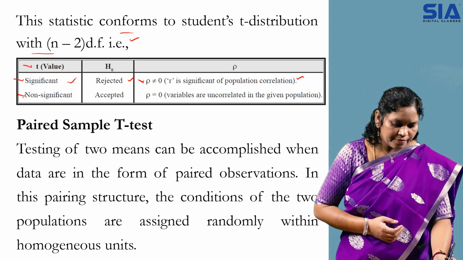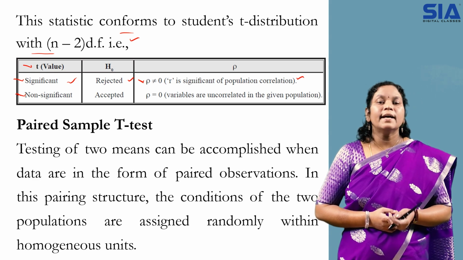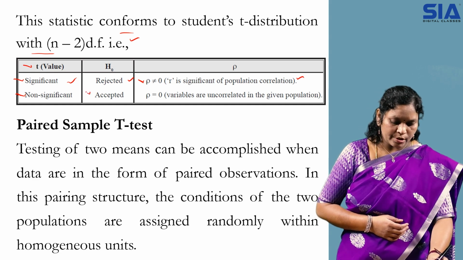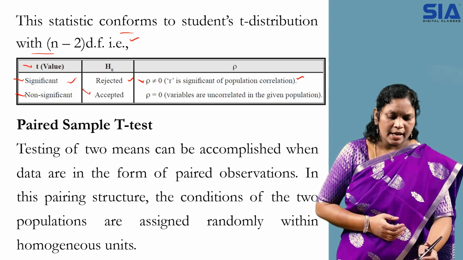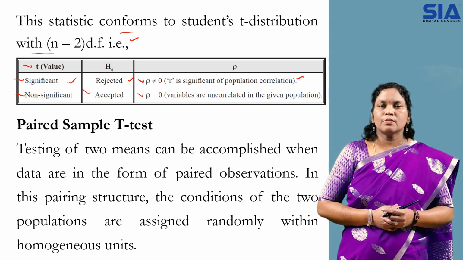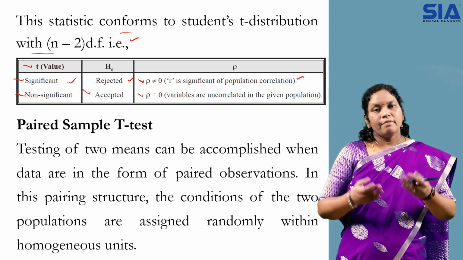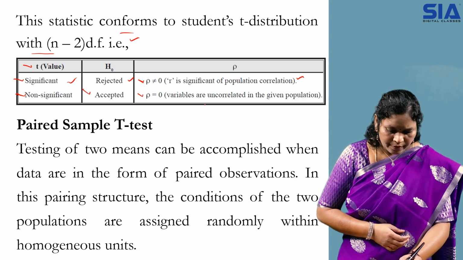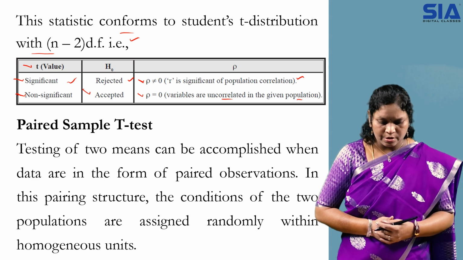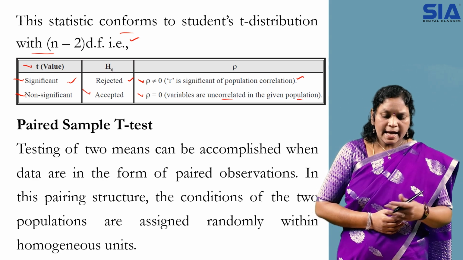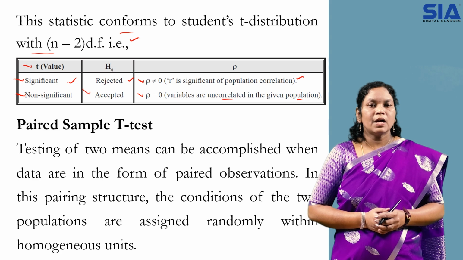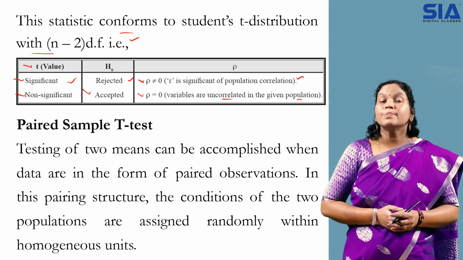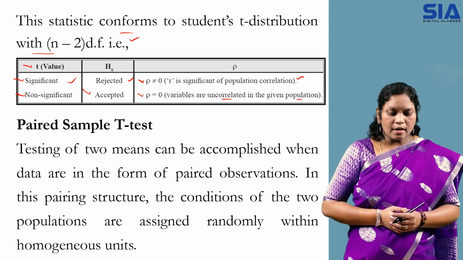Next, if the t value is non-significant, which hypothesis will we accept or reject? Here the null hypothesis is accepted if it is non-significant. Obviously rho becomes equal to 0, which is what we considered under the null hypothesis. So we accept the null hypothesis, and rho is equal to 0. The variables are uncorrelated in the given population. We have learned already that whenever correlation goes to 0, the variables are uncorrelated. That is what we specified here also. So that is about the t values.